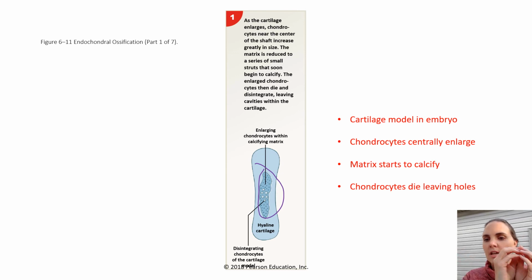So we've got these chondrocytes within that shaft. They start to grow, which is kind of pushing the matrix apart and making a big hole. The matrix starts to calcify around them, and then the chondrocyte dies. So then we're left with this big hole of calcified matrix behind.